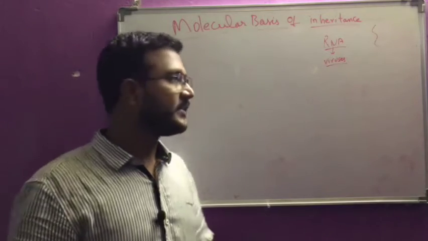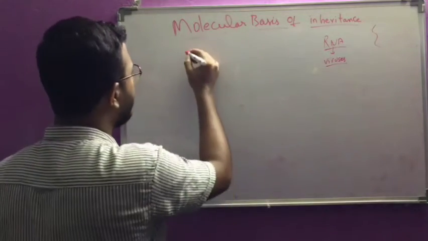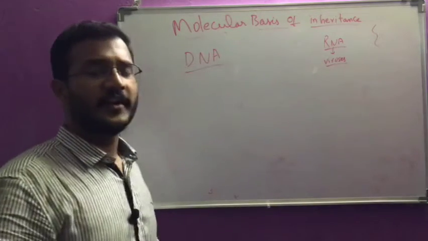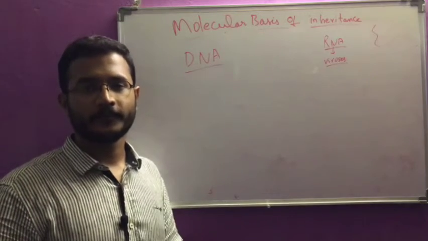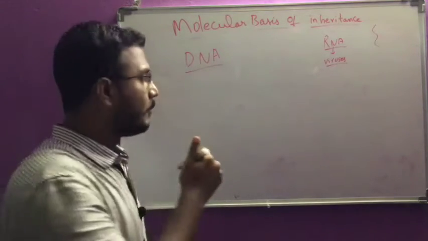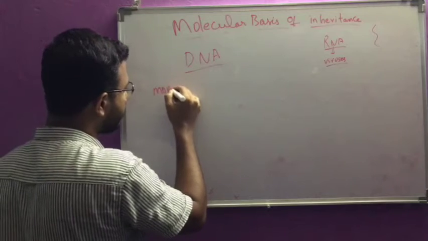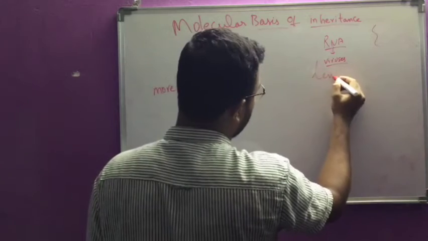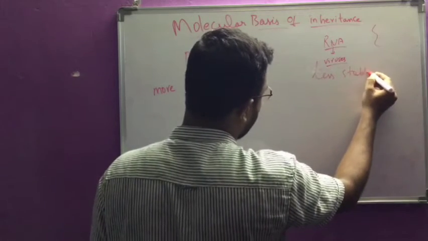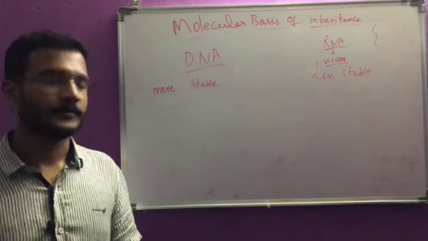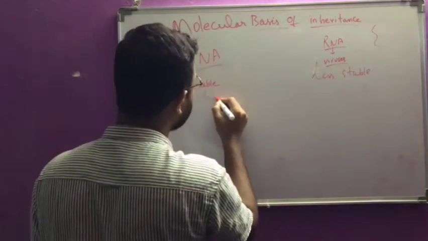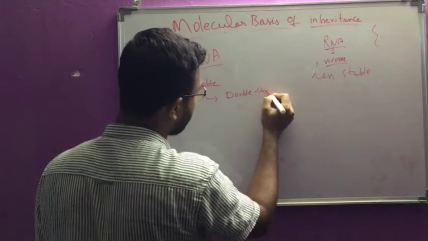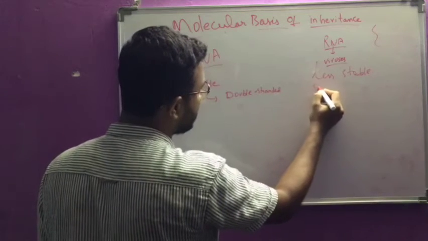Here we have to compare the DNA and RNA. What are the pros and cons of RNA, and what are the pros and cons of DNA? DNA is mainly more stable. RNA is less stable. Why? It is because DNA is double stranded, but RNA is single stranded.